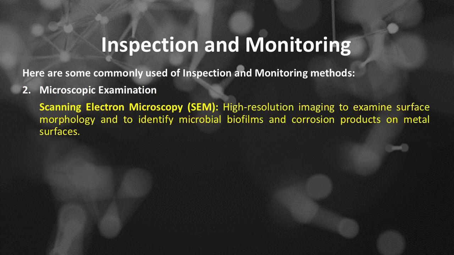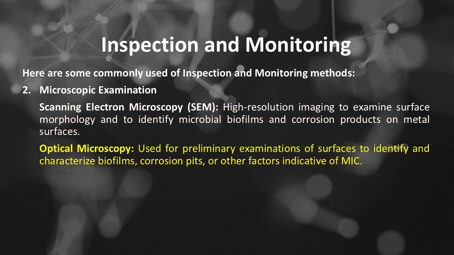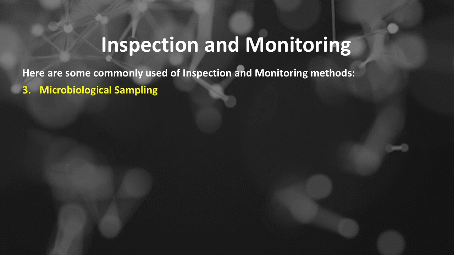Scanning electron microscopy, SEM: high-resolution imaging to examine surface morphology and to identify microbial biofilms and corrosion products on metal surfaces. Optical microscopy: used for preliminary examinations of surfaces to identify and characterize biofilms, corrosion pits, or other factors indicative of MIC. Number 3 is microbiological sampling.